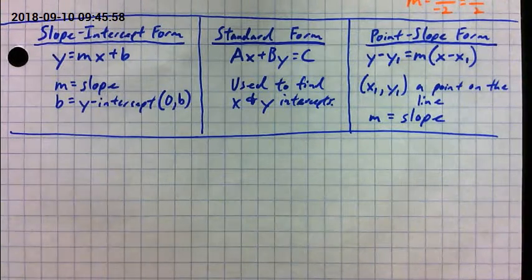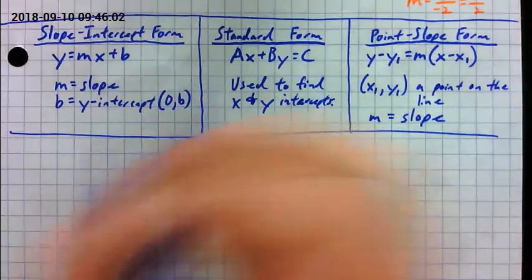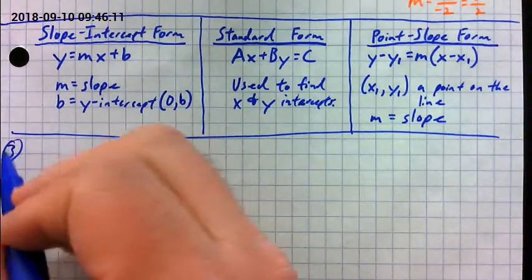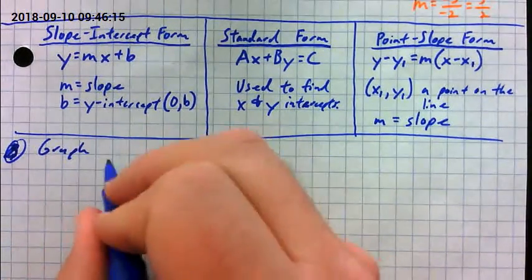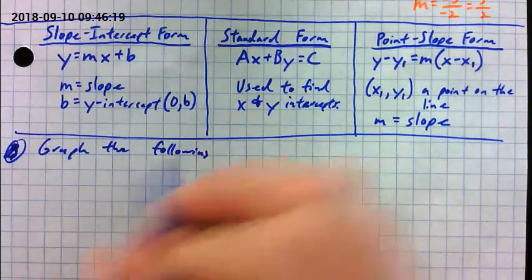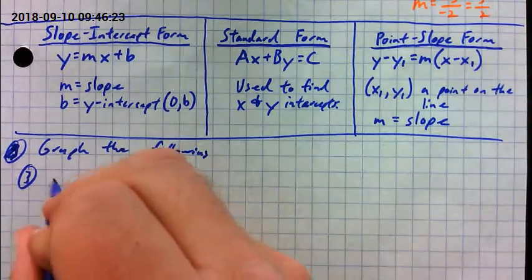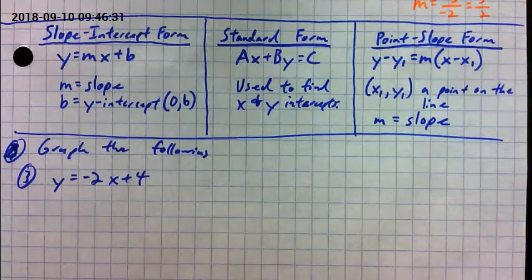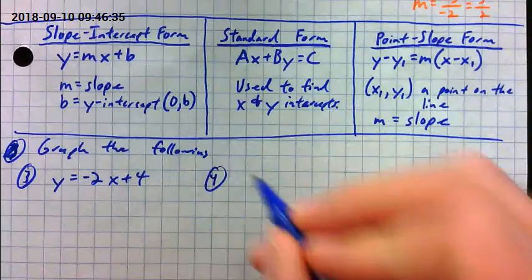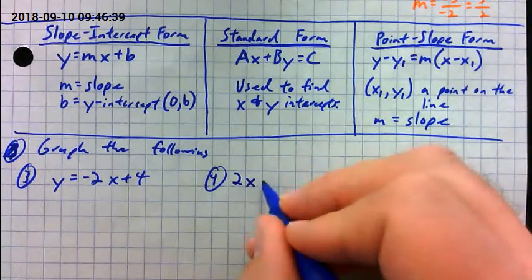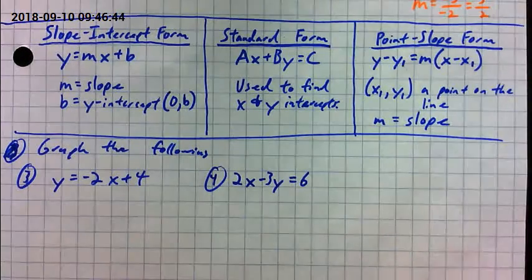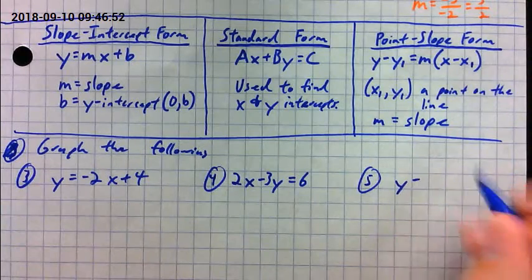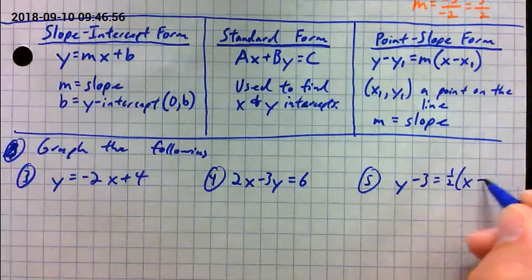All right, so three examples. First example. So this will be, change my numbering, example 3 now. Actually, let me put some instructions first. Graph the following. So number 3. The equation will be y equals negative 2x plus 4. And then for the next one, number 4, this one will be 2x minus 3y equals 6. And then the fifth and final example will be y minus 3 equals 1/2 x plus 1.